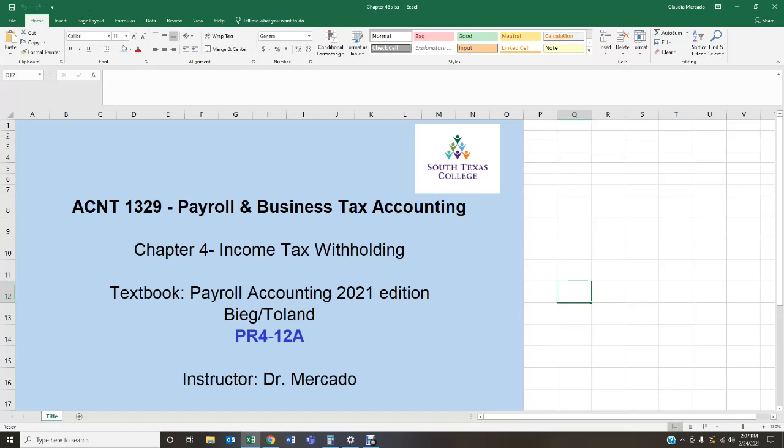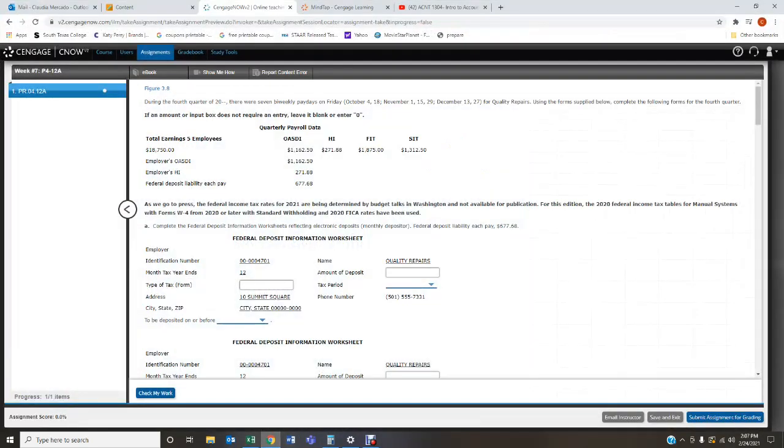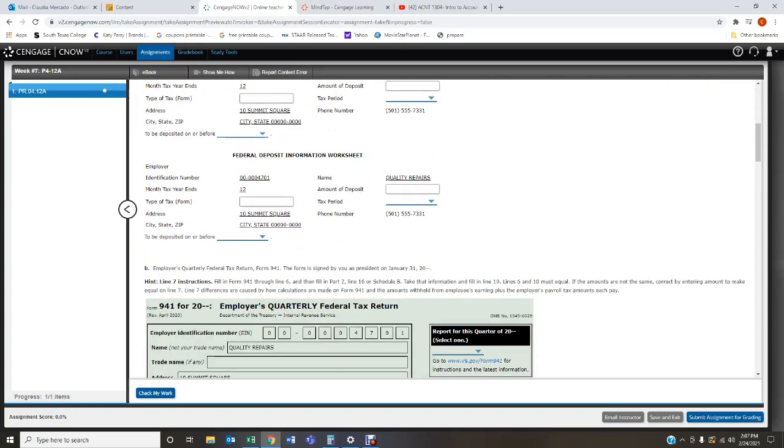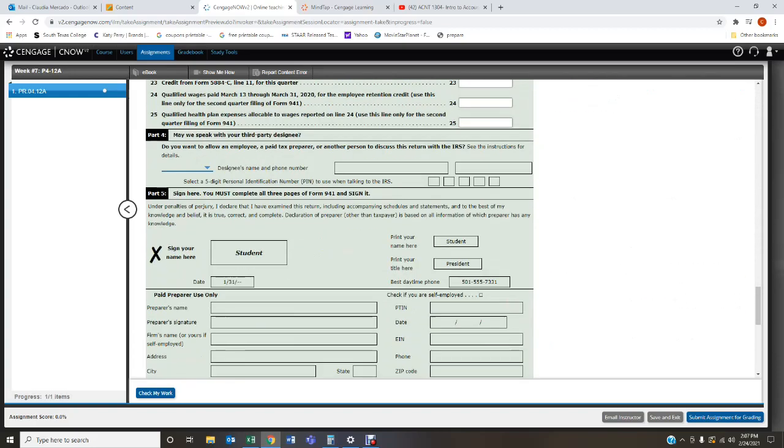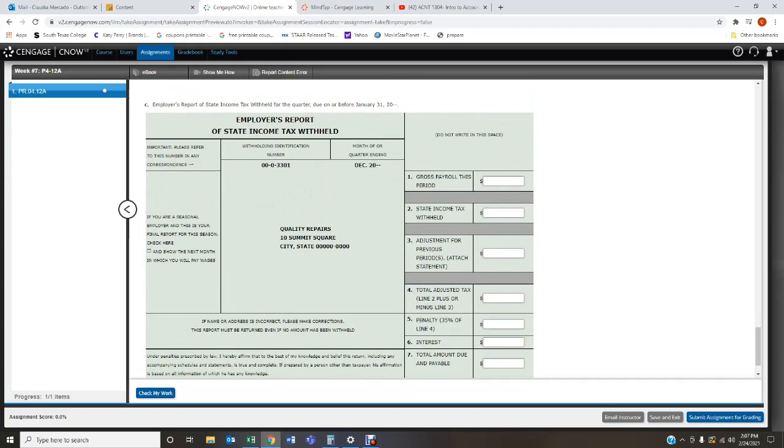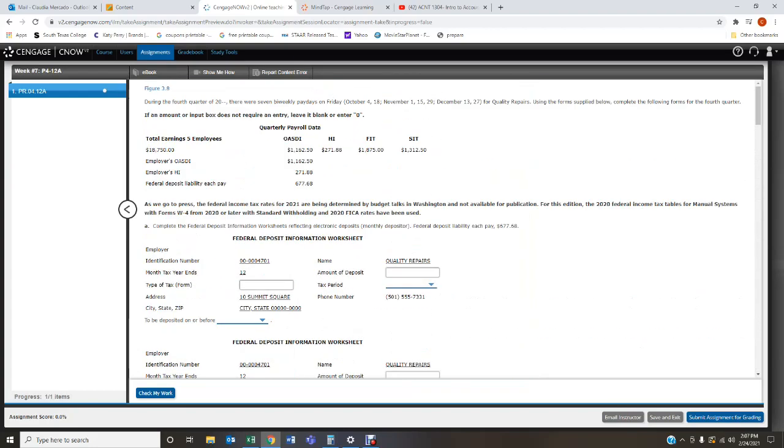So I'm going to be transitioning over to my Cengage, and this is what the problem looks like. You're going to have something similar to this. But as you can see, it's long. It has a 941. It has additional income tax forms. So for me, it was just very difficult to tackle this problem on Excel because of the different forms that needed to be completed. So we're going to give it a try here.